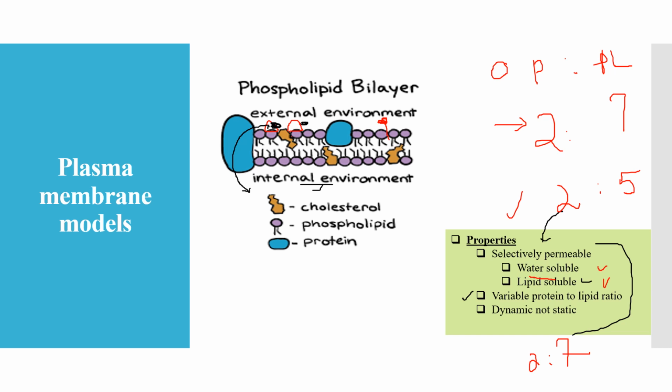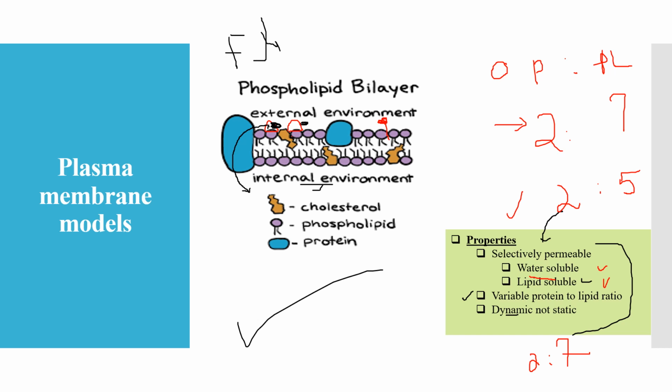And if there is a variability, then the plasma membrane is dynamic. If there is no variability, it means the plasma membrane is a static structure. But this model explained each and every point, like the plasma membrane allowing the entry of water soluble and lipid soluble substances, and Singer and Nicholson also explained the variability in the protein to lipid ratio, and that the plasma membrane is a dynamic structure, not a static structure. Because these three properties were present in the fluid mosaic model, that's why this model was accepted, and the plasma membrane model is the fluid mosaic model.